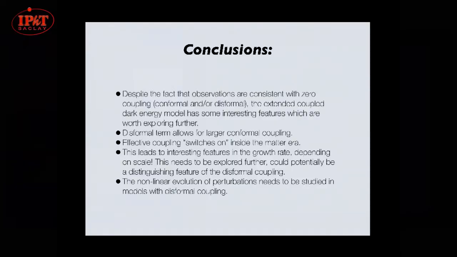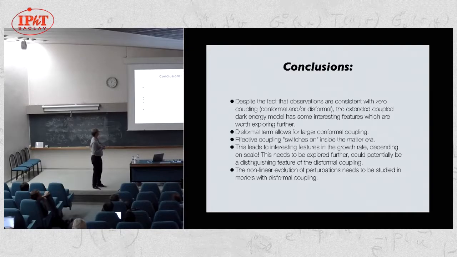To conclude, observations of these models are consistent with zero couplings, as we would have expected. But I believe that there are some interesting features which are worth exploring, in particular, this oscillatory behavior in the growth rate. I found it quite interesting that the disformal term allows for larger conformal coupling. So if your theory has a large conformal coupling, don't rule it out immediately. Check whether you have a disformal term somewhere.